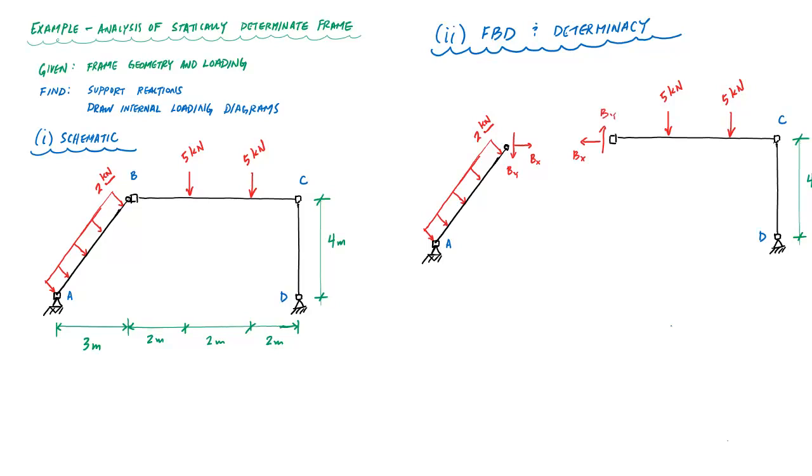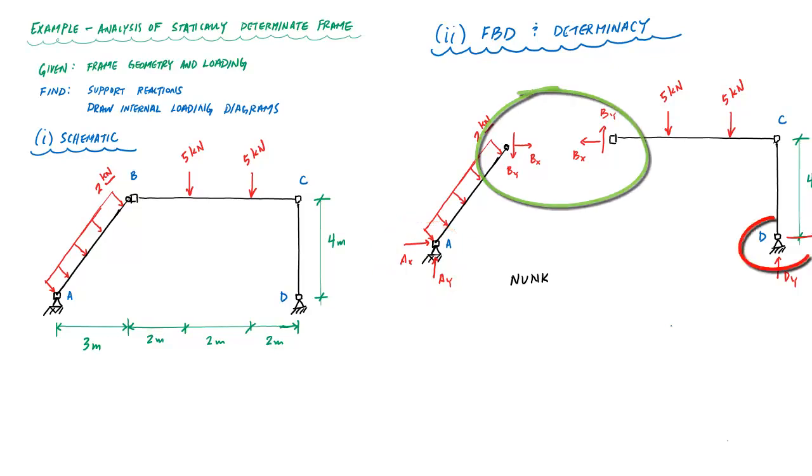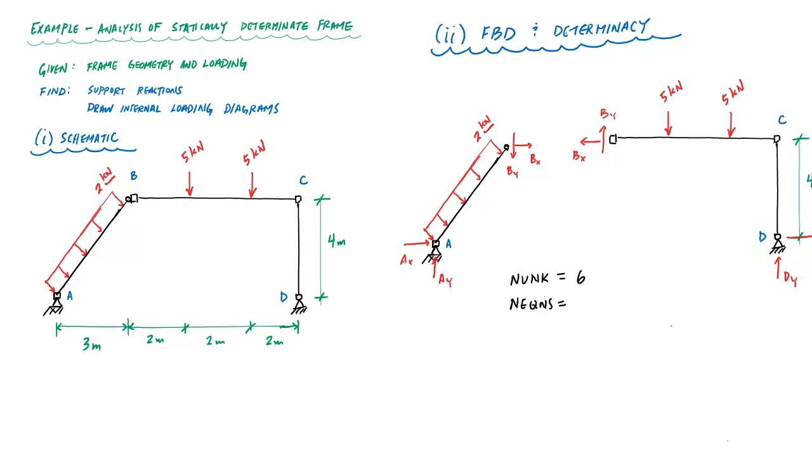And so now I have two separate free body diagrams. And I have support reactions here, AY and AX. And then here I have DY and DX, like this. And here now, by counting my number of unknowns, I would have 1, 2, 3, 4 at the hinge, 5, 6. And my number of equations, I have two separate free body diagrams, and I have 3 equations per free body diagram. So I have 6 equations. So I have 6 unknowns, 6 equations, and therefore this is statically determinate.